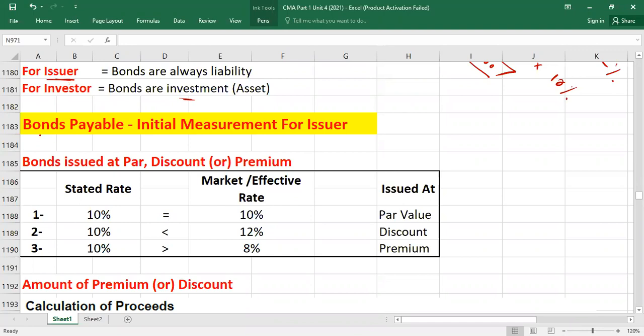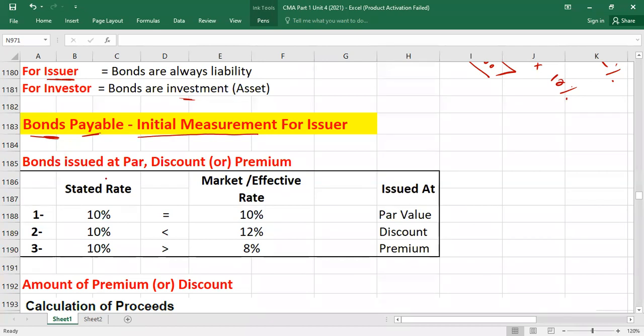So here we go. First thing we are going to talk about, because we are moving to the accounting side, is bonds payable, which is our liability from the issuer point of view. And we are going to talk about initial measurement for the issuer. Initial measurement means when bonds are issued, what workings you have to complete and what double entries you will pass.